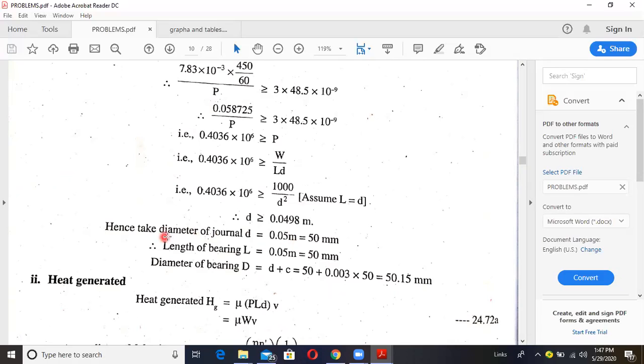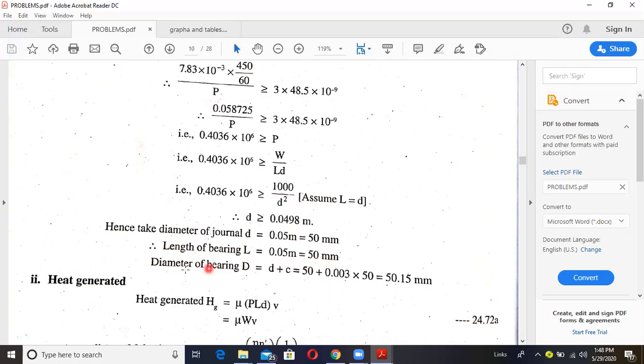That is nothing but the diameter of the journal, that is 50 mm. Then here we assume that L is equal to D. Therefore, L is also equal to 0.05 meter, that is equal to 50 mm. That is nothing but the length of the bearing.